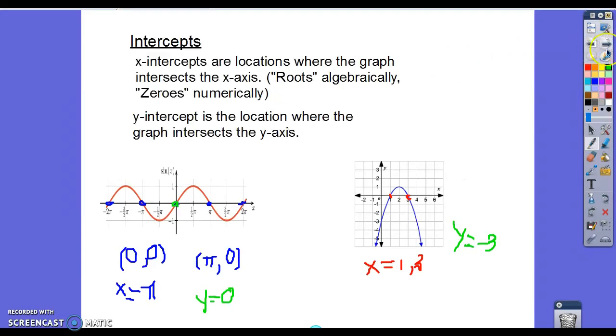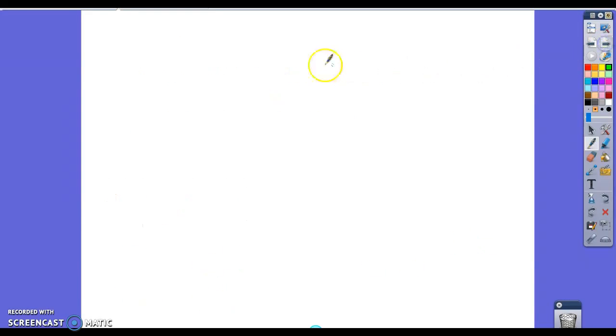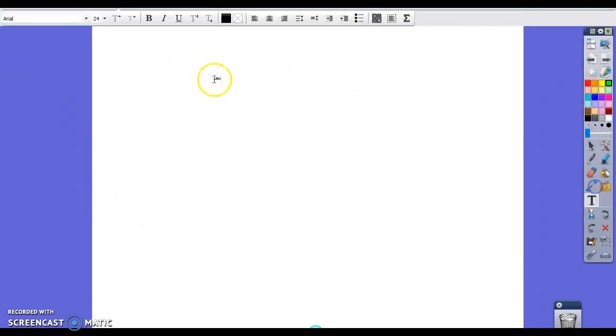Let's look. Yeah, okay, so let's go through one more thing. I want to talk about the extrema. Now, I didn't type this up, but I can kind of write it up now. Okay, the extrema is a fancy way of saying the max or min of a function.